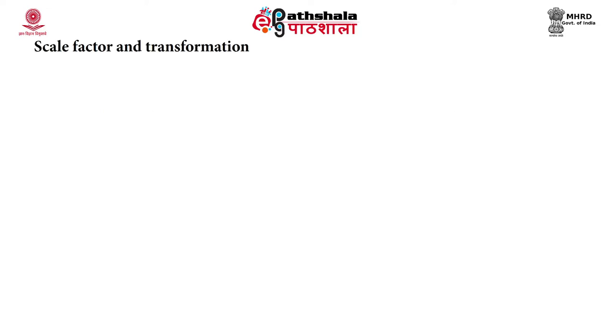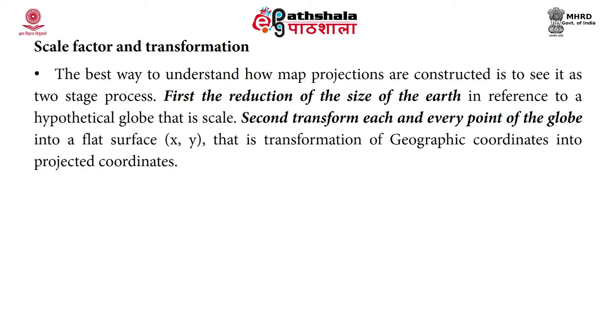Students, now let us look into the scale factor and transformation. The best way to understand how map projections are constructed is to see it as a two-stage process. The first one is the reduction of the size of the Earth in reference to a hypothetical globe, that is the scale. And the second is to transform each and every point of the globe onto a flat surface, x and y, that is, transformation of geographic coordinates into projected coordinates.